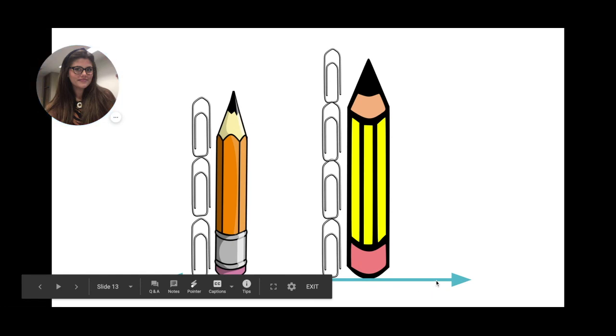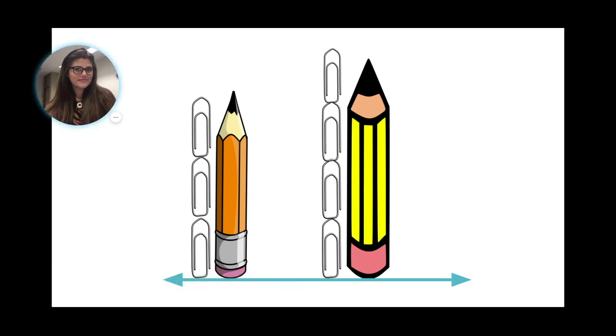So we added the turquoise line on the bottom to make sure and see that they were properly aligned and that the bases had the same starting point. Friends, tell me, how many paper clips tall is the orange pencil? Good job. That's right. We see it is about 3 paper clips tall.